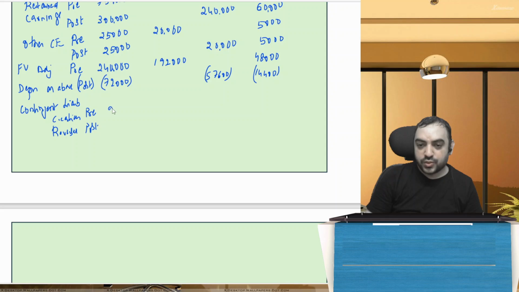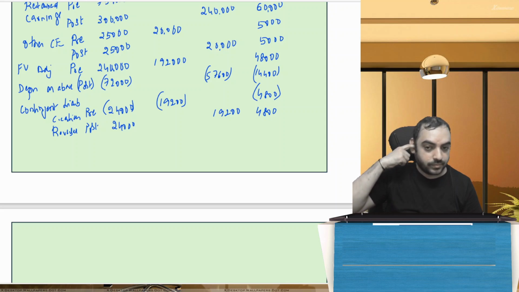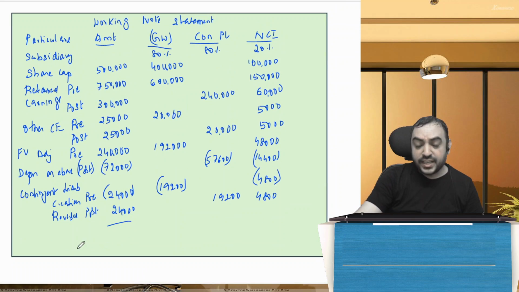24,000 creation, 24,000 reversal. So this is like a loss, then a profit. So 24,000 within brackets, you get 19,200 and then 4,800, and same thing when you reverse, you take it to con PL 19,200 and NCI 4,800. And you can do sum of this for your internal reference.